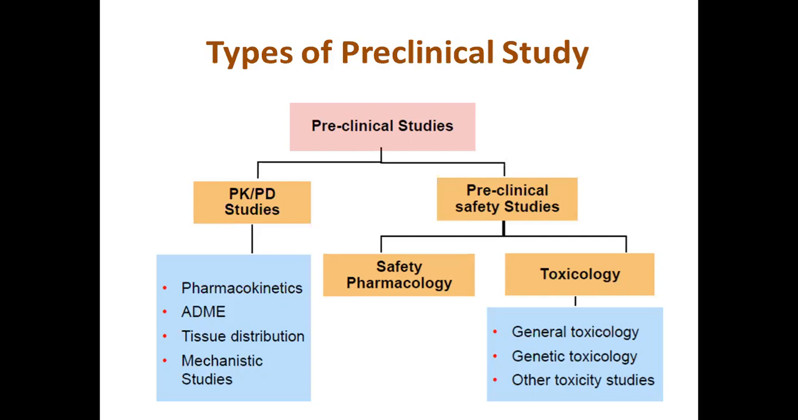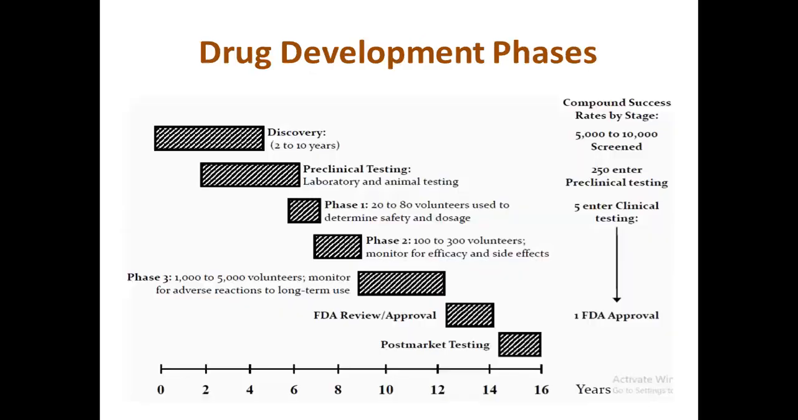Then moving to the preclinical safety studies, we need to do safety pharmacology. Apart from that, there are toxicology studies, including general toxicology, genetic toxicology, and other toxicity studies. After all this is done, we can move on to the clinical trial, or phase 1 clinical trial.